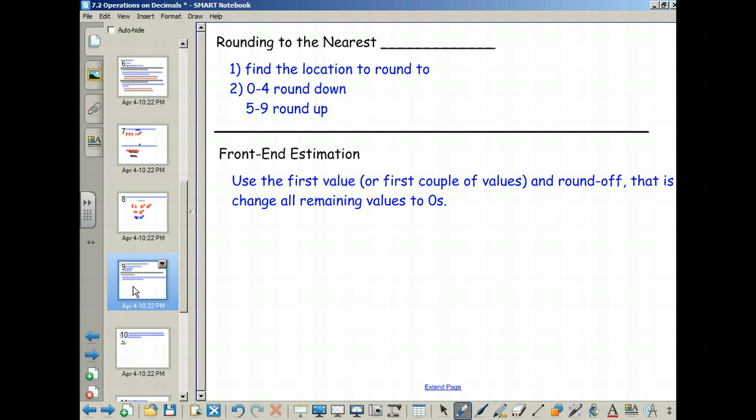But you may or may not have heard of front-end estimation. Have you heard of front-end estimation before? Okay. What front-end estimation does is, again, you need to know which number you're looking at. So the first number, or the first 2 numbers, or whatever. It just keeps those numbers the same, and it wipes everything else out and turns them into zeros. So I don't care if the next number is a 9, everything turns into zeros. It's not rounding, it's estimation, front-end estimation. Okay. And we're going to do an example so you can see how it will work.